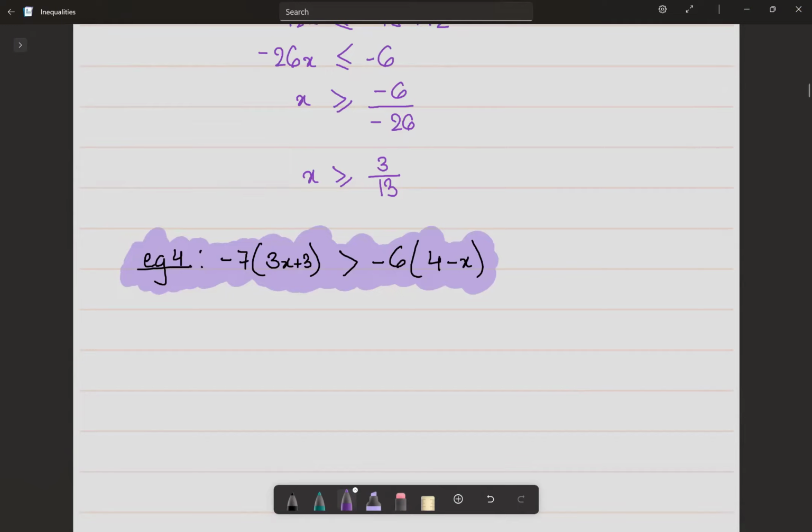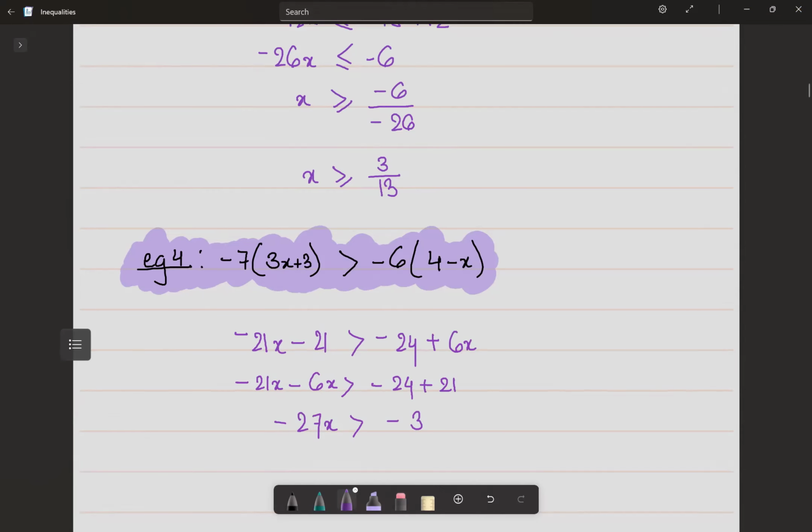So minus 7 into minus 3 is minus 21x. Then minus 7 into 3 gives us minus 21, greater than 6 into 4 is minus 24. And then minus 6 into minus 6 gives us positive 6x. So we have negative 21x, negative 6x greater than negative 24 plus 21. So on the left hand side, we will get negative 27x, and on the right, negative 3.